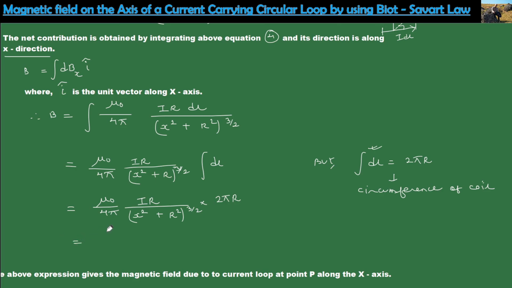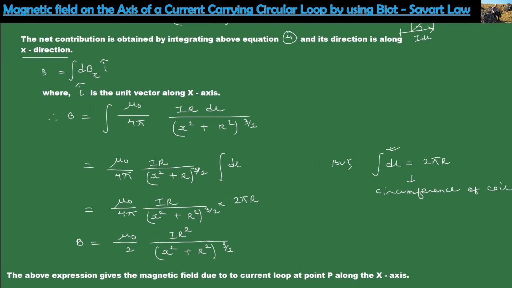So from here, if you keep on solving, pi and pi will get cancelled, 2 and 2 will get cancelled. So you will get the expression of mu naught divided by 2. Then r and r, we have I. R and r, if you multiply, that gives us I square, r square. And from here, this will be the expression for the magnetic field of a circular coil along the axis. This will be the general expression.